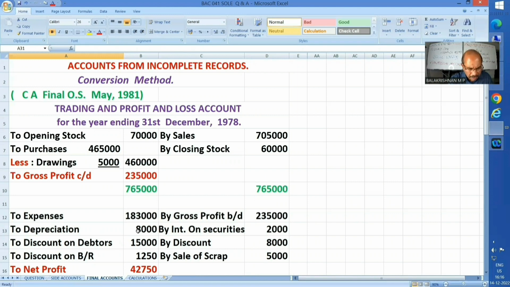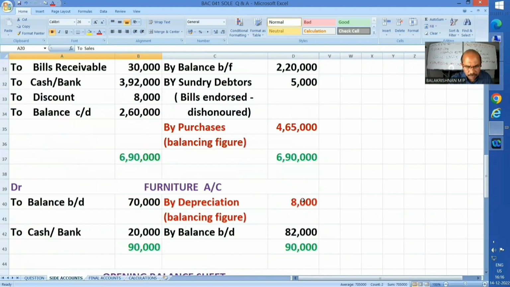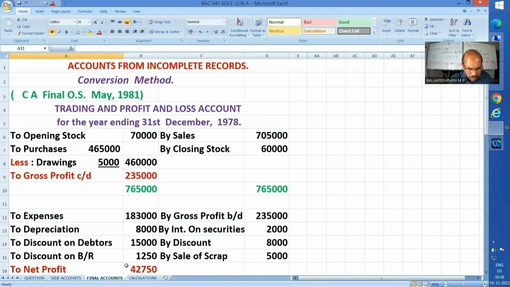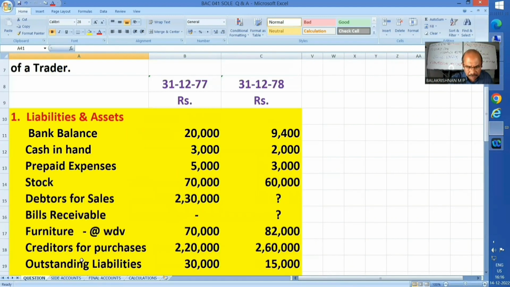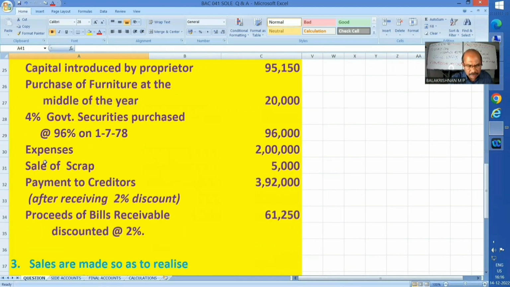And this depreciation of the furniture, depreciation balance we had arrived at, no? That's also a nominal account. So that we have shown here, right? And expenses, how I got expenses 1,83,000. Expenses paid during the year as 2 lakhs.